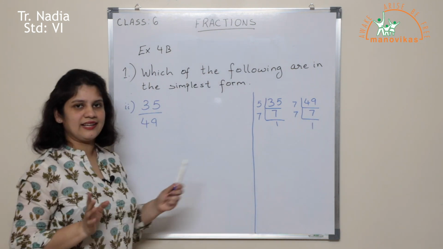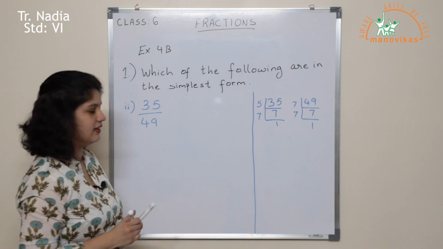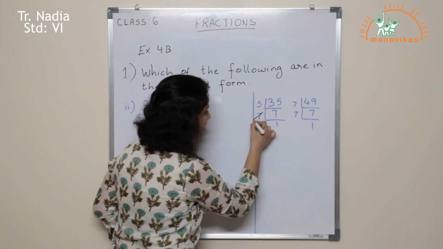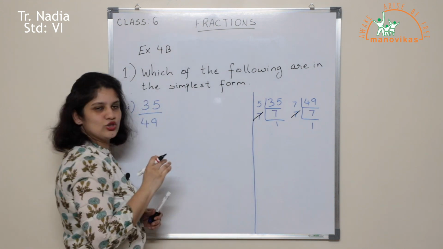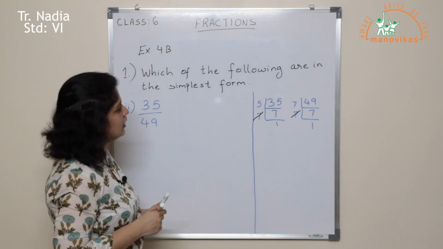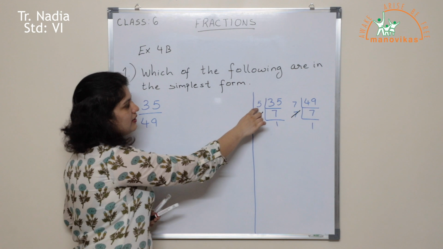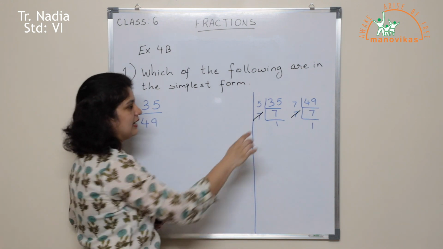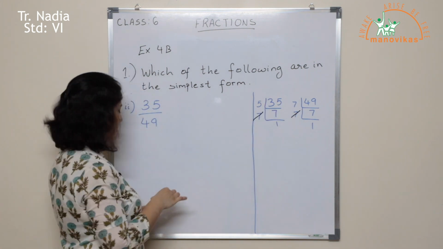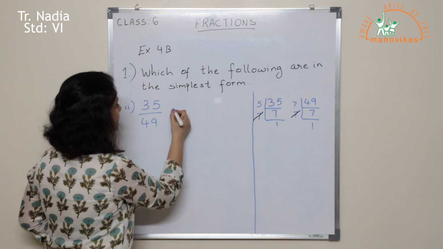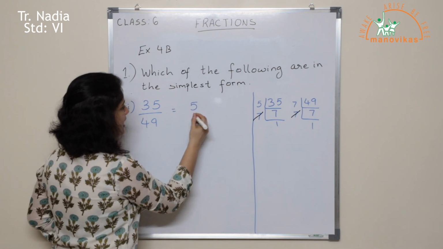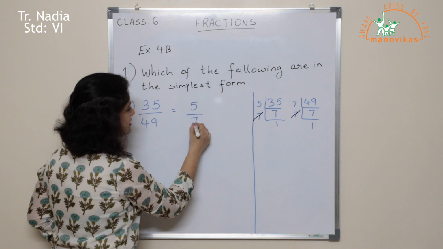Okay, now let's see if we can cancel something, if anything is common here. Yes, I can see a 7 here and a 7 here. So I will cancel the pair. Now what is left? In the numerator, I am just left with 5 and in the denominator, I am left with 7. So the reduced numerator will be 5 and the reduced denominator will be 7.